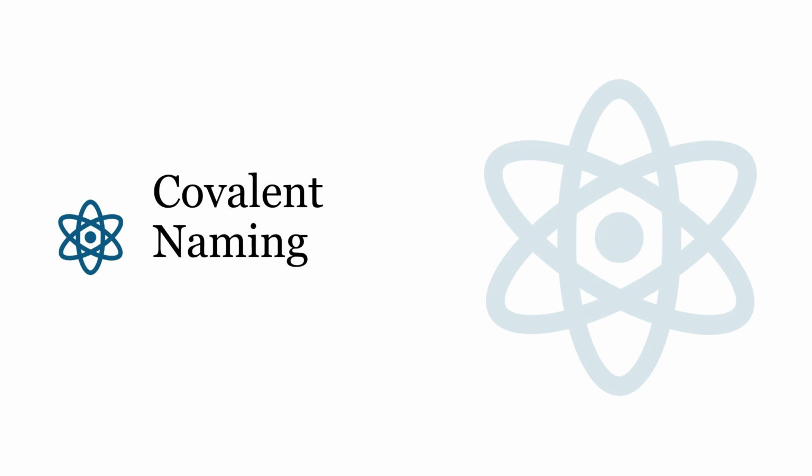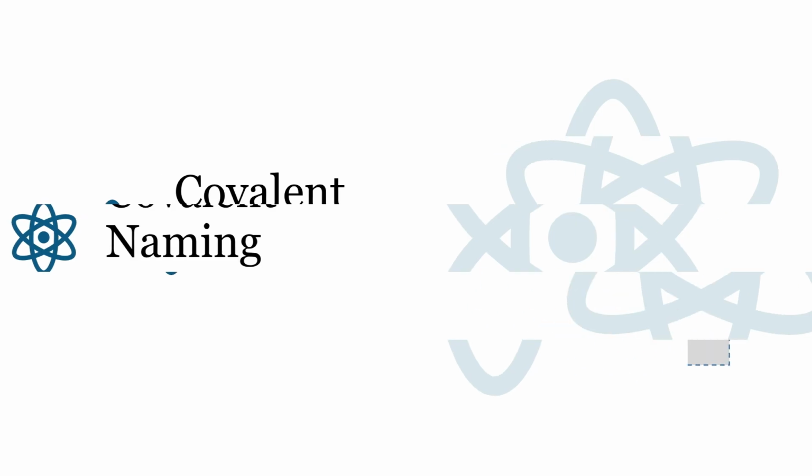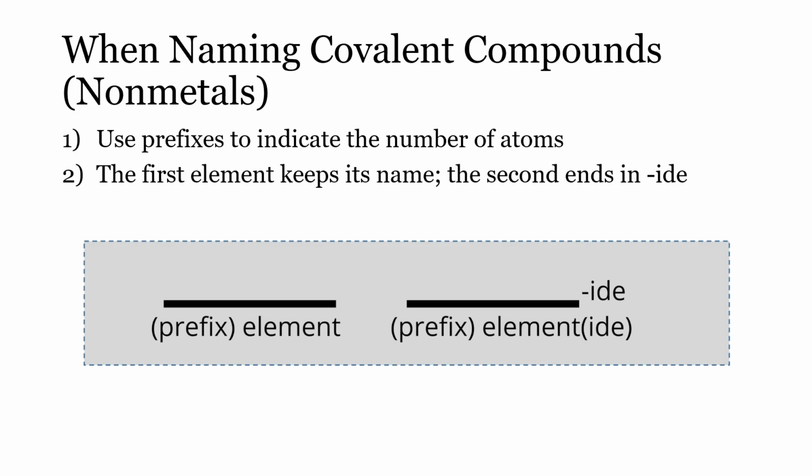In this video, we're going to be talking about covalent nomenclature, or how we name different covalent compounds. So, our rules when naming covalent compounds or our nonmetals is that we are going to use prefixes in order to indicate the number of atoms. We are going to keep the first element's name, but we are going to change the second element's ending to IDE.